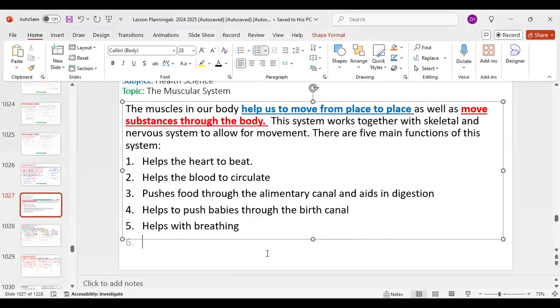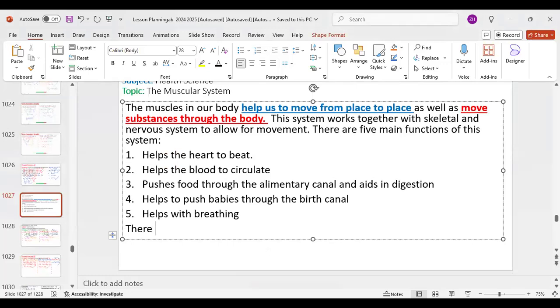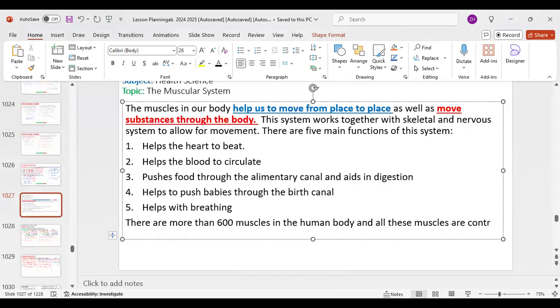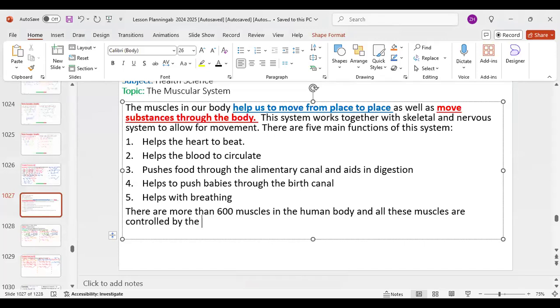Okay, so let's talk about the amount of muscles we have. There are more than 600 muscles in the human body. And all these muscles are controlled by what? By the nervous system. Now, the nervous system consists of the brain and what else? The spinal cord. Very good. And the nerves and all that stuff.